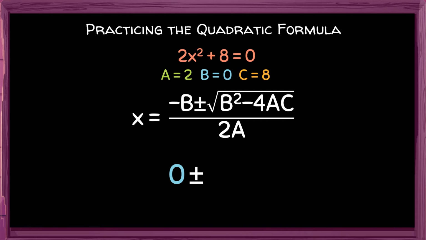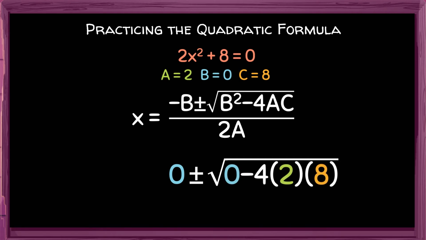We can come back to it at the end when we split our equation into a plus version and a minus version and solve them separately. What's next? Then we have the square root of the quantity b squared minus 4 times a times c. B squared means 0 squared, which is just 0. Minus 4ac is minus 4 times 2 times 8, which is minus 64.